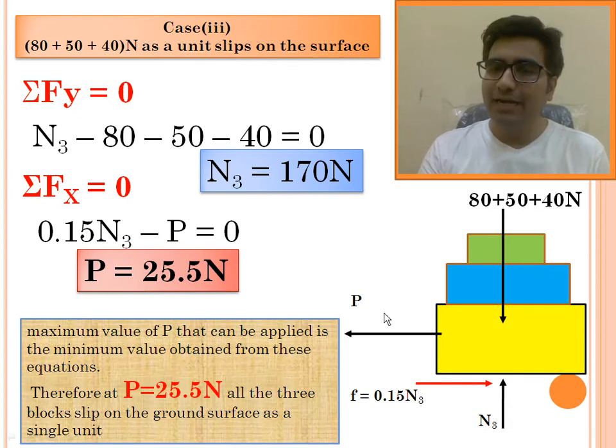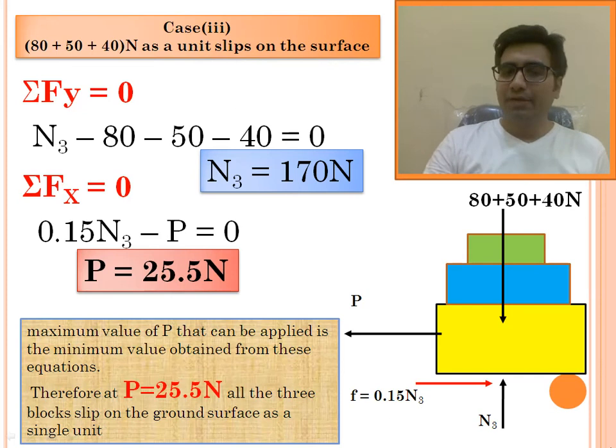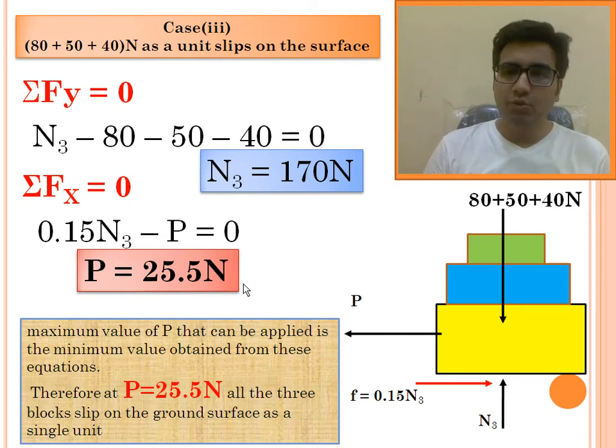Because of the applied force P, there will be a friction force in the direction opposite to the applied force. So my dear friend, there is a friction force in the opposite direction, 0.15 N3. Applying the condition of equilibrium, we got N3 equals 170 Newton, and applying summation Fx equals 0 gives P equals 25.5 Newton. So my dear friend, case 1 says P equals 32 Newton, case 2 says P equals 32.5 Newton, case 3 says P equals 25.5 Newton.